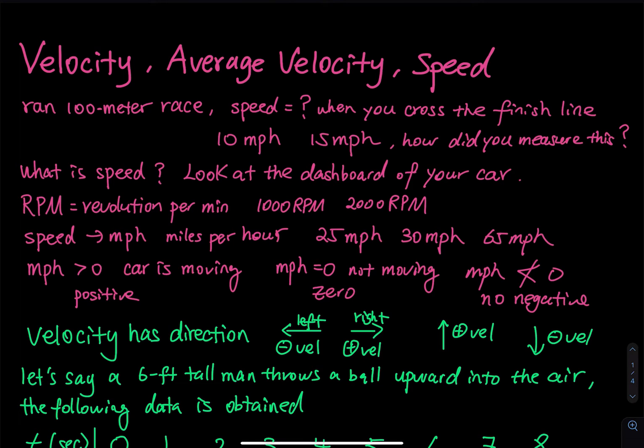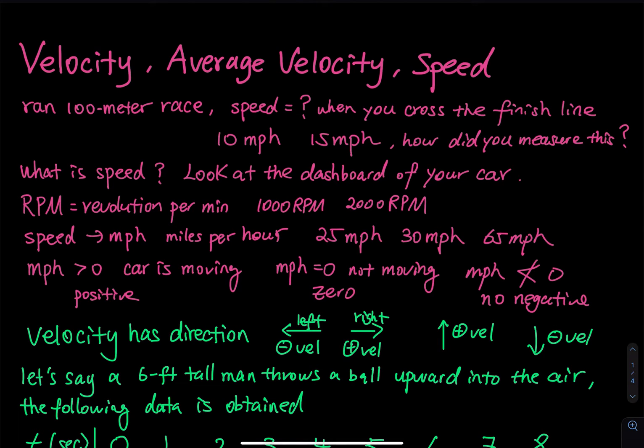Look at the ring for the mph again. The lowest number is 0. When speed is equal to 0, then you are not moving. You turn the car off, you turn the engine off, then the needle goes back to 0 mph. That means you are not moving at all, right? When the mph is greater than 0, then the car is moving. Can miles per hour be negative? The answer is no. Either it is positive, your car is moving, or it is 0, your car is motionless. It cannot be negative. There is no negative mph.